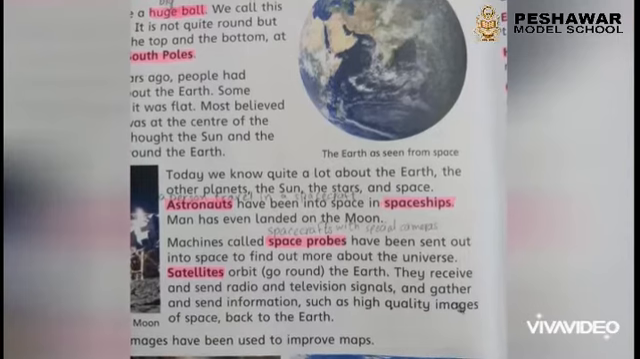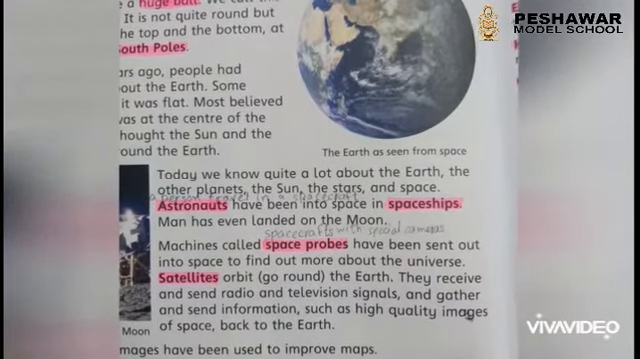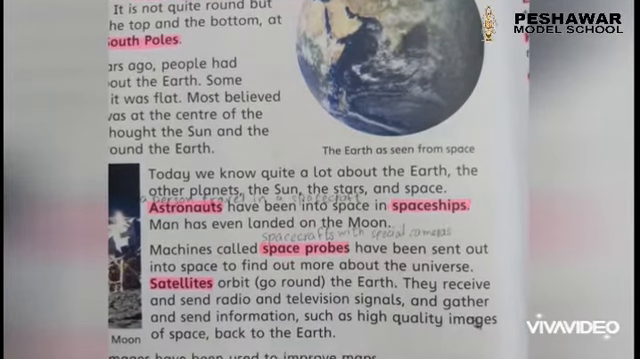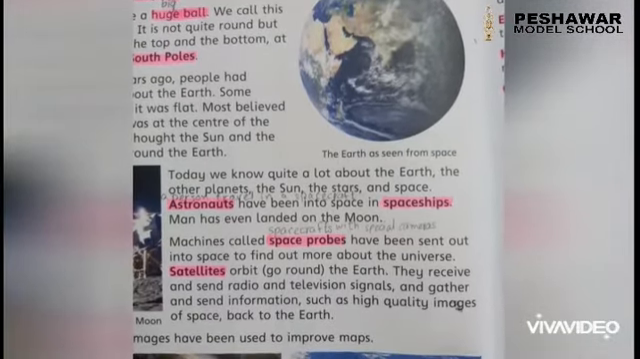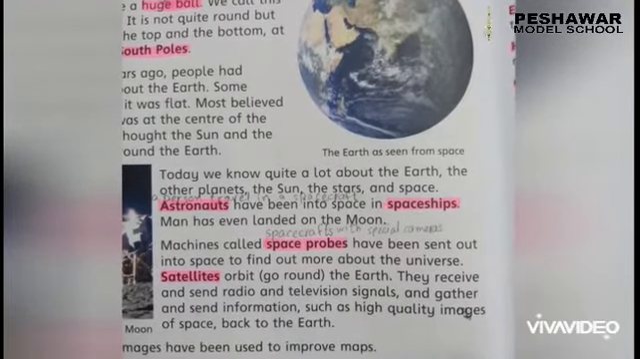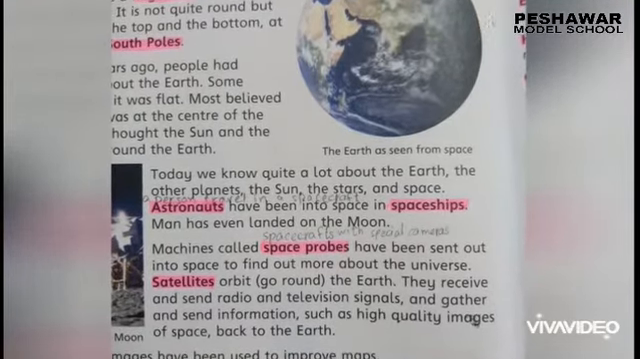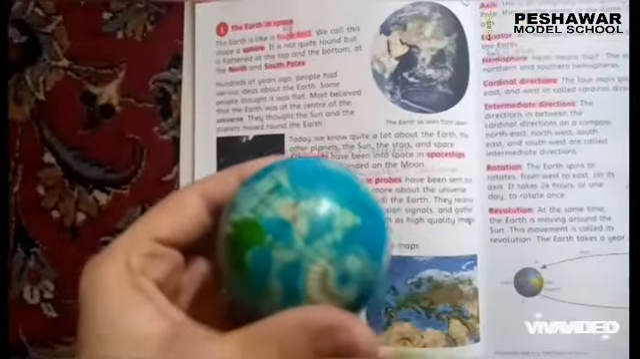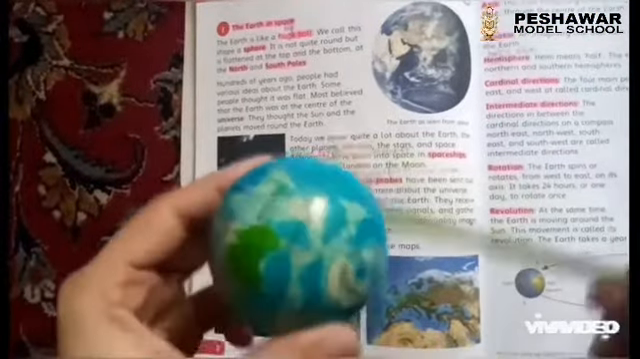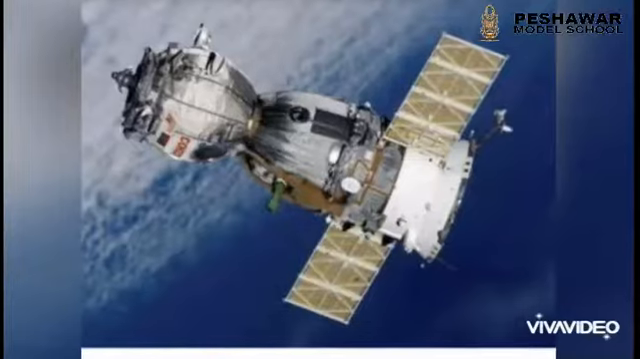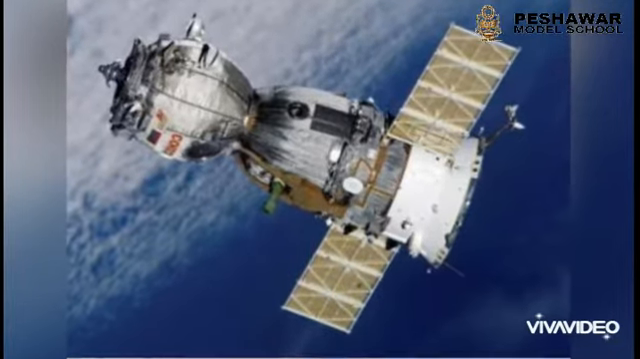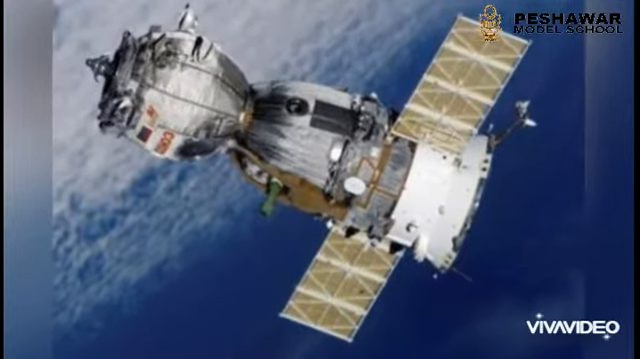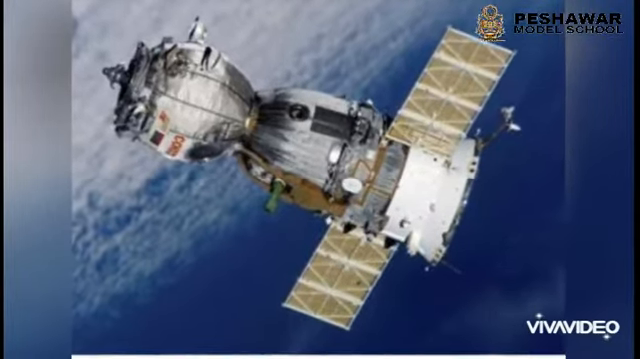Space probes and satellites are machines sent into space to find out more about the universe. What is a space probe? Space probes are spacecraft with special cameras, but satellites also have special cameras. The difference is that space probes don't go round the earth, but satellites go round the earth, or orbit the earth. The other difference is that satellites are much heavier than space probes.